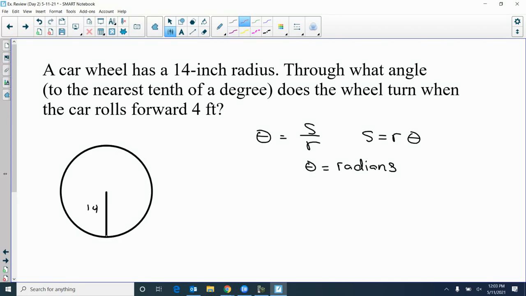So we got a 14-inch radius. It rolls forward 4 feet, but we got to make sure our units match up. So 4 feet is how many inches? That's a big one there. 48.